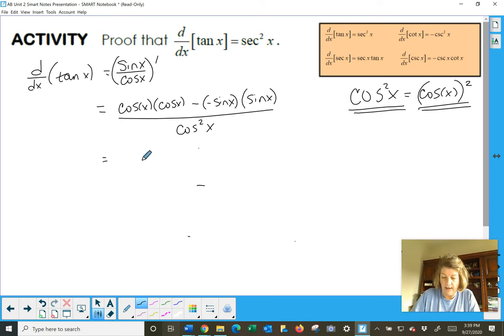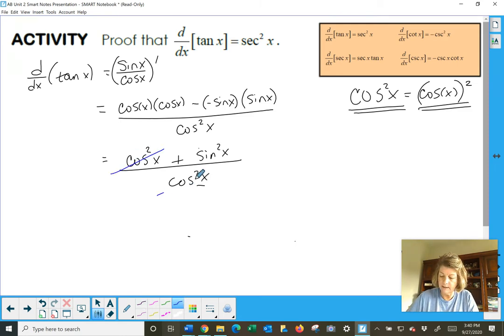Now let's simplify. That gives us a cosine squared minus minus creates plus sine squared x, all divided by cosine squared x. And heavens, I hope no one is thinking, oh man, that cancels and I'm left with sine squared. No, that doesn't cancel. Because of the plus sign in between there, we can't just simply cancel off one portion of our fraction. So that's a no-no.